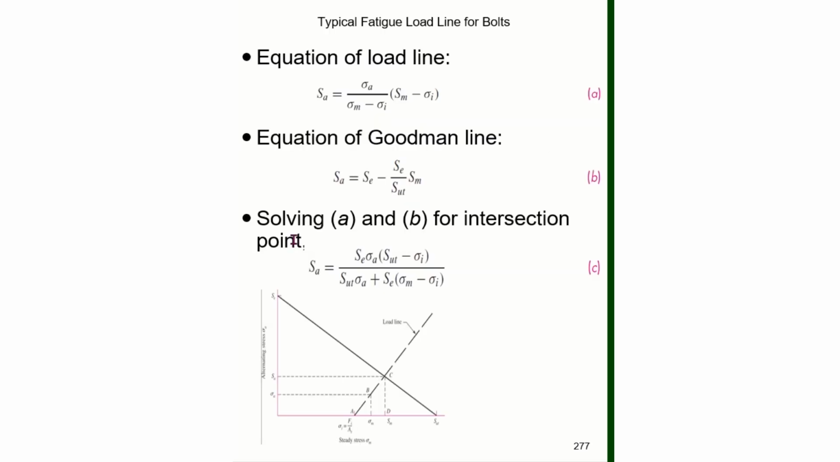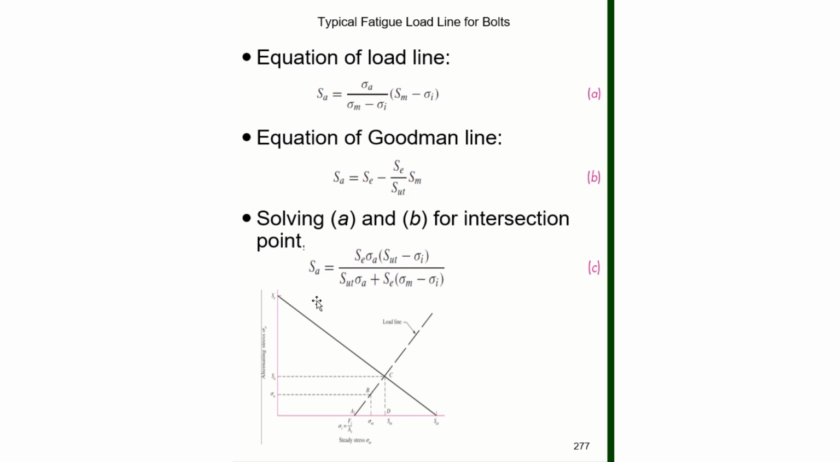The equation of the load line shown here is given by Sa, the alternating stress, equal to the mean stress minus the preload stress, times the quantity (Sm minus Si), where the Sm and the Si are the values that give the equation a value of 1. So these are the alternating strength and the mean strength.